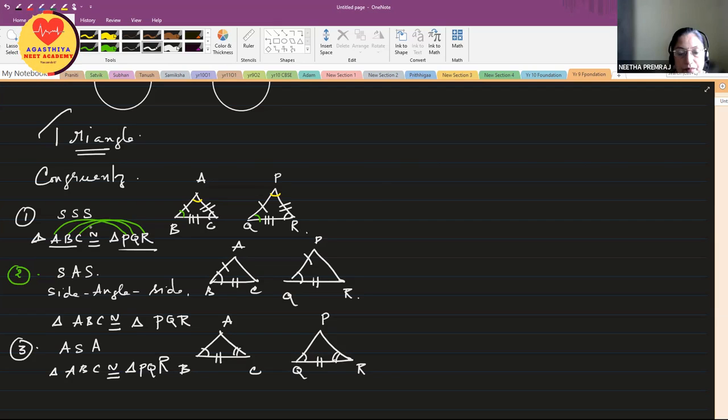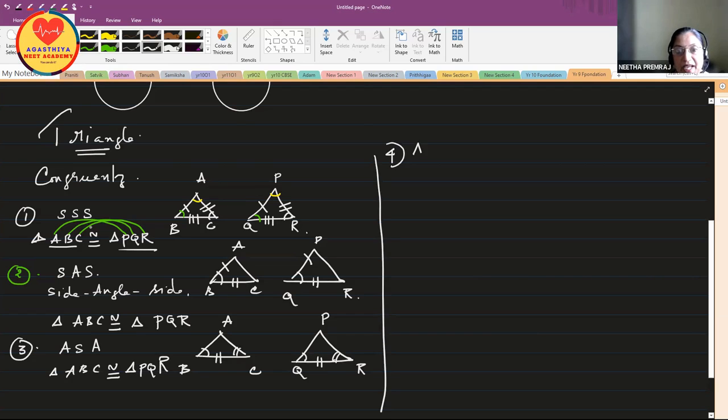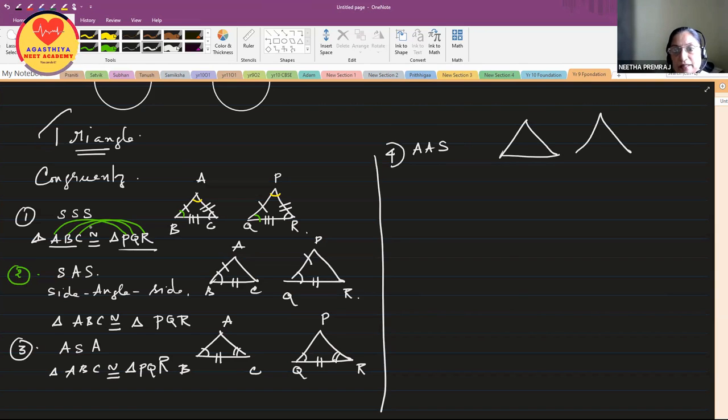Then AAS, angle angle side. That means there are two triangles.